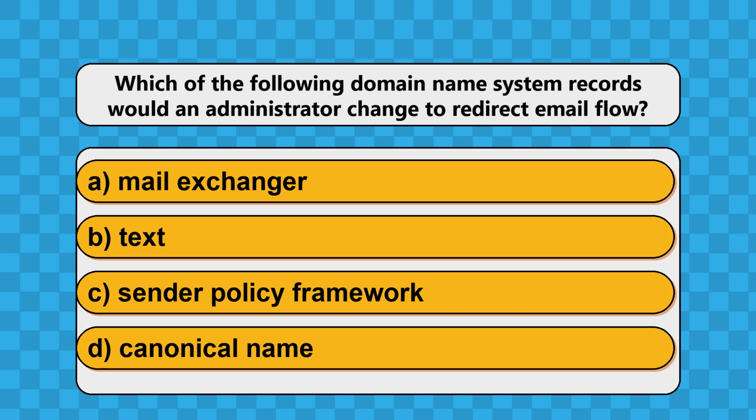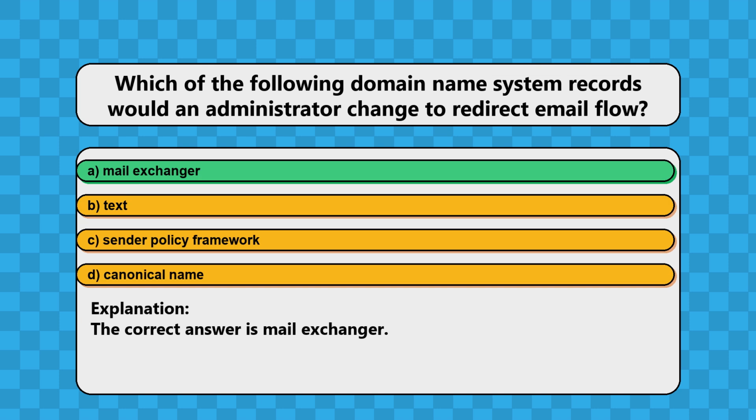Option C, Sender Policy Framework. Option D, Canonical Name. The correct answer is option A, Mail Exchanger.